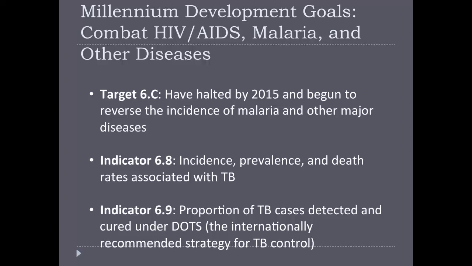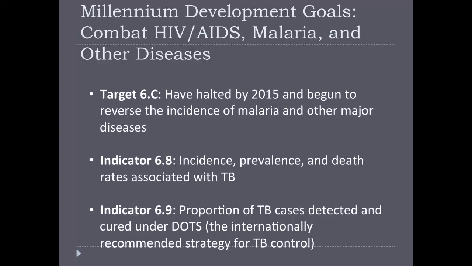So you can see some of these were the original targets that they had for TB. Target 6C was to have halted by 2015 and begun to reverse the incidence of malaria and other diseases. That includes TB. 6.8 is incidence and prevalence and death associated with TB, and 6.9 is the proportion of TB cases detected and cured under DOTS. Almost none of these have actually reached the Millennium Development Goals where they wanted them to be. Some countries have, it's country by country, but as a whole, the whole world has not reached these goals.